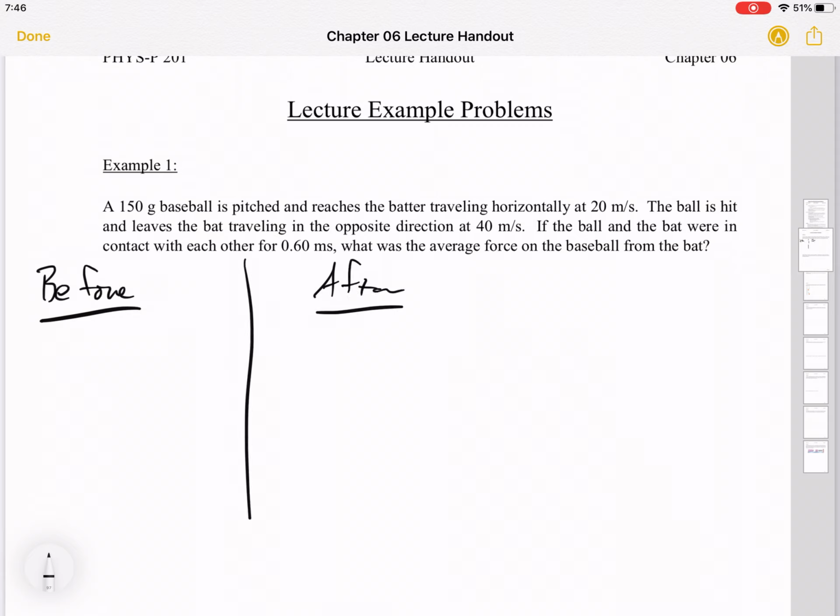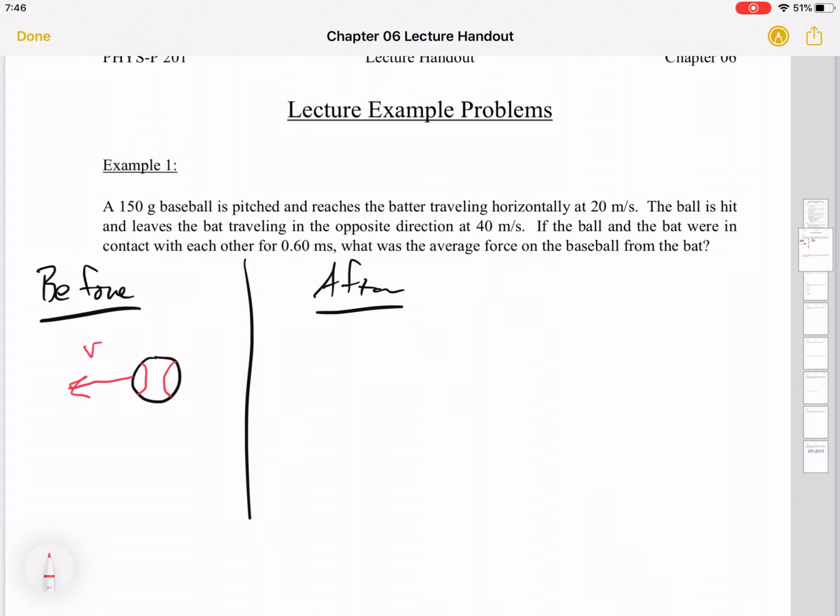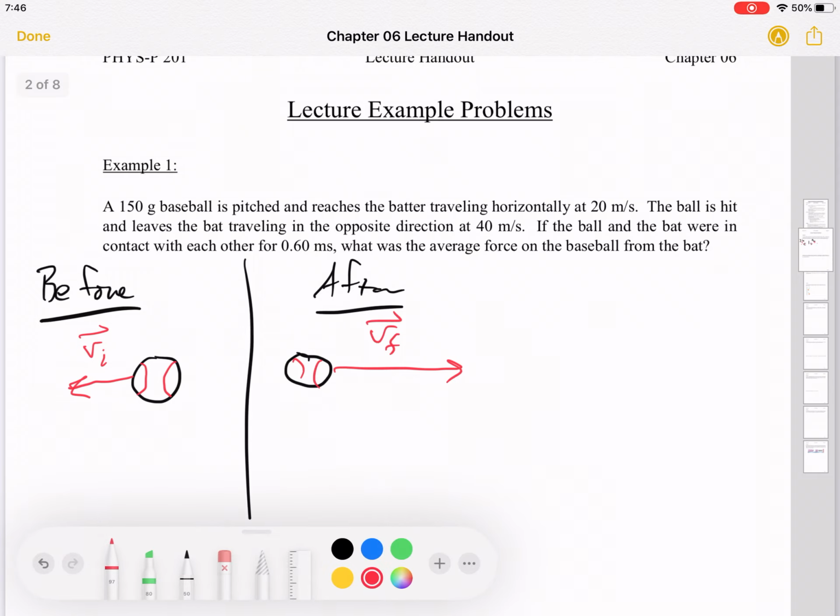So before, I have a baseball coming in. Let's let it start by going to the left. We have a choice in that. So here's my baseball. That doesn't look like a baseball. There's V initial. The bat hits it, and V final is exactly the opposite direction, but a little faster. We could write those things down.